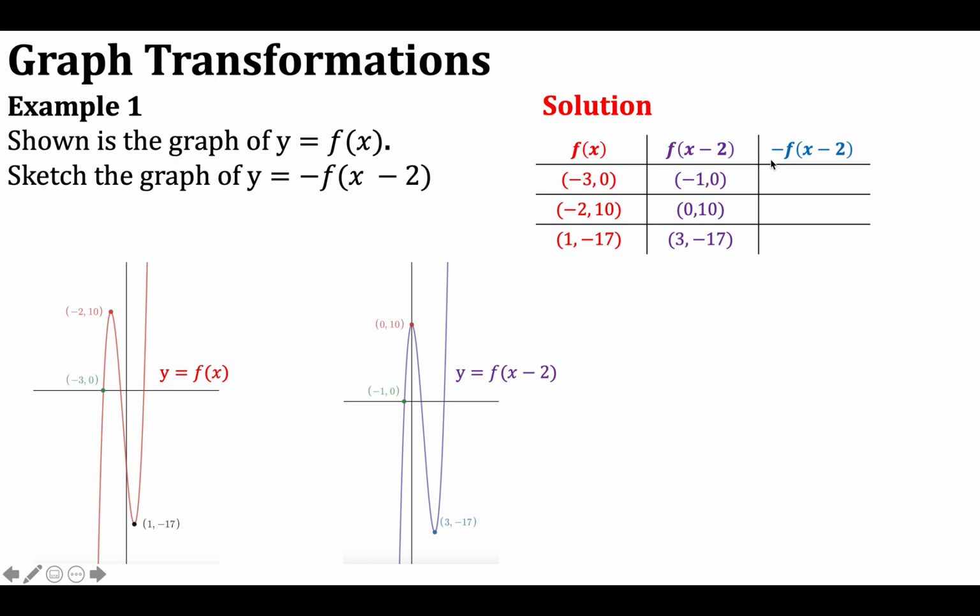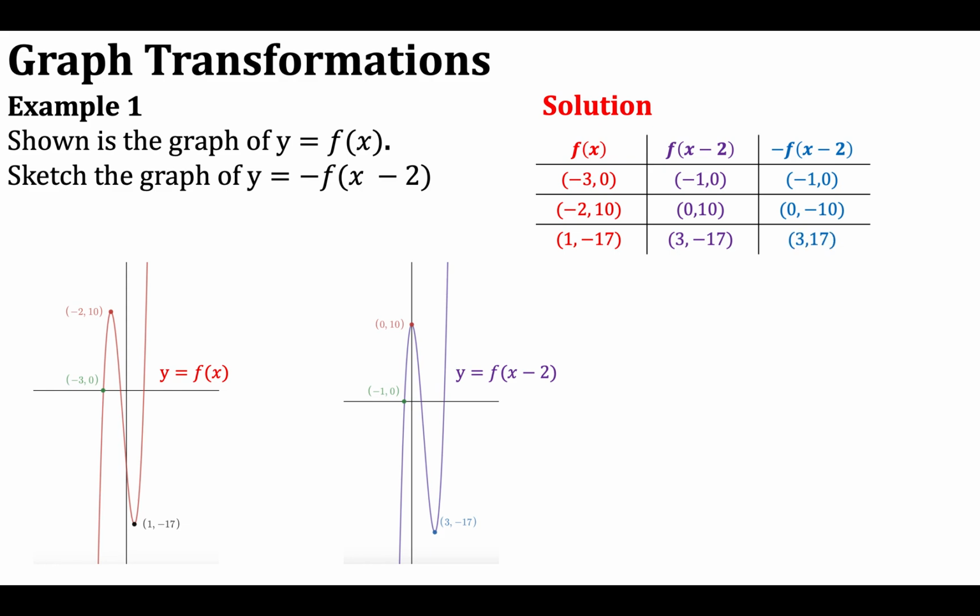Now we have negative f of x minus 2, and the negative is resulting in each of my y ordinates being multiplied by negative 1. So negative 1, 0 stays negative 1, 0, because 0 multiplied by negative 1 still gives me 0. 0, 10 will become 0, negative 10, because I'm multiplying my y ordinate here by negative 1. And finally, 3, negative 17 will become 3, 17.